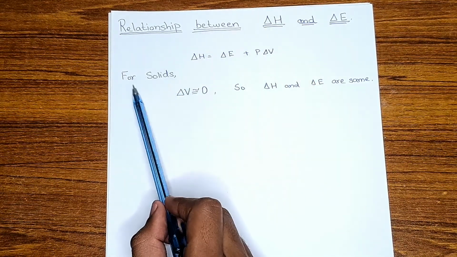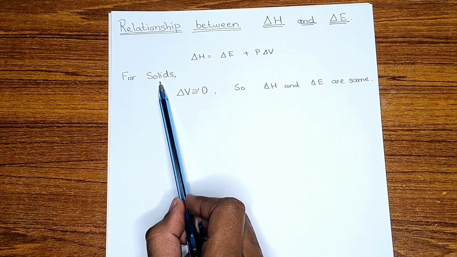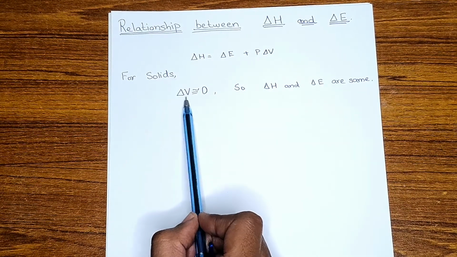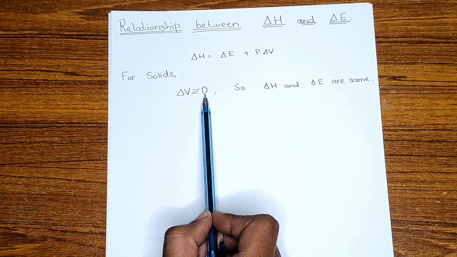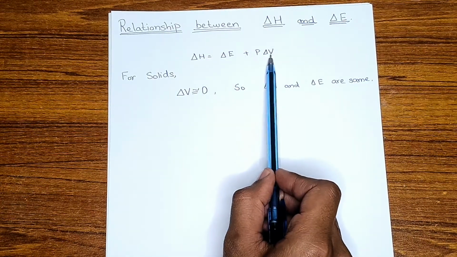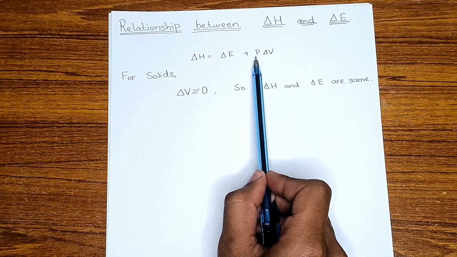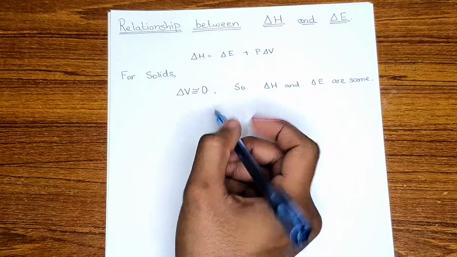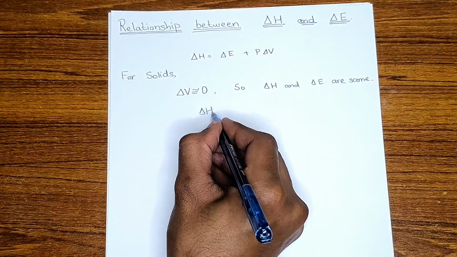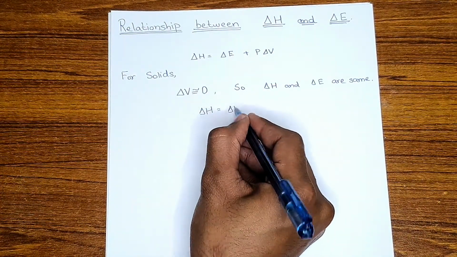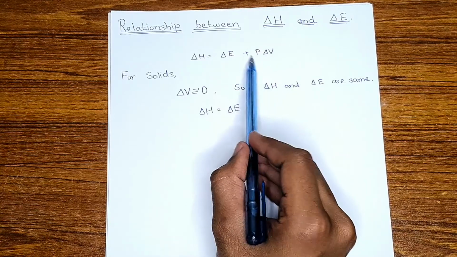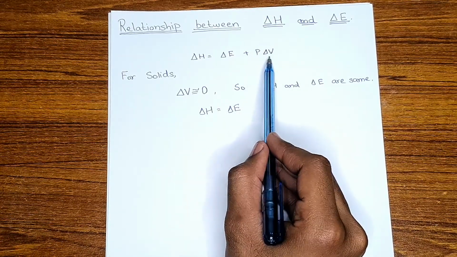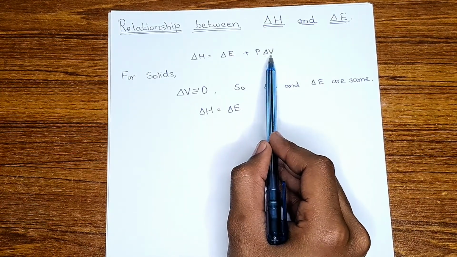So, in case of solids, when the work is done on the system, the change in volume is nearly equal to 0. So when delta V is equal to 0, pressure multiplied by 0 becomes 0. So what we are left with is delta H is equal to delta E, because this part has just become equal to 0 because of delta V equal to 0.